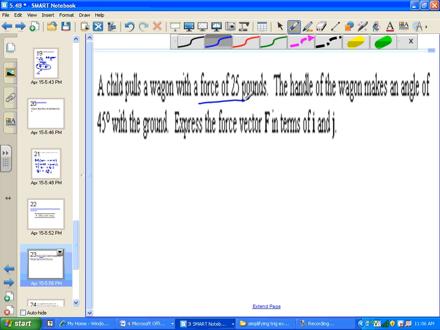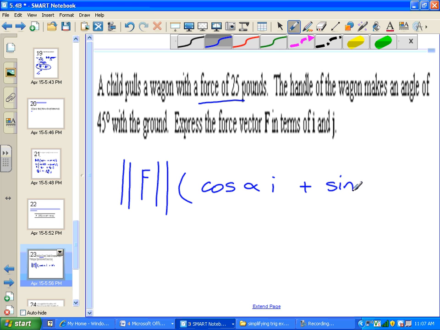Now, go back to our formula. Got magnitude, my force, times the cosine of alpha i plus the sine of alpha j. Okay. Now, the way we're going to think about this is sort of on the coordinate plane.